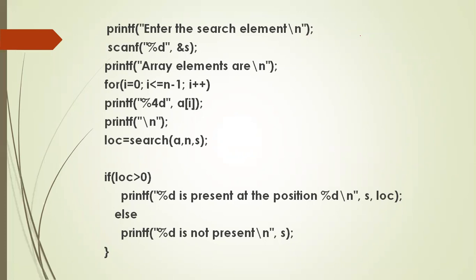So if LOC gets any positive number, then we say that the search element S is present at the corresponding position of LOC. Otherwise, we say that the search element is not found. So here I have to write one extra function called search. What are the parameters for the search function? A, N, S. In this example, A is 10, 20, 30, 40, 50. N is 5. And S is the element I'm searching, that is 40.